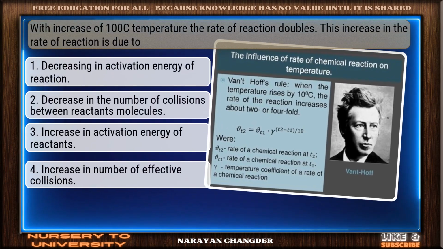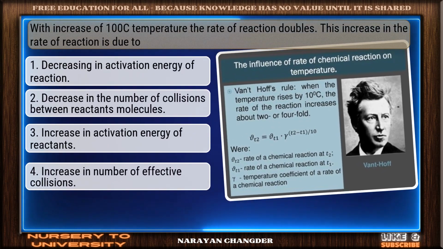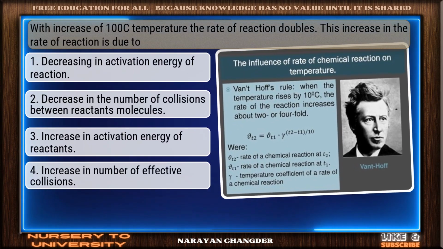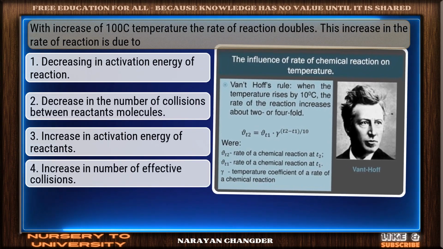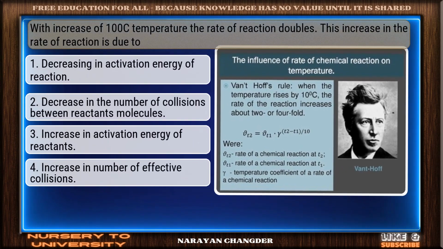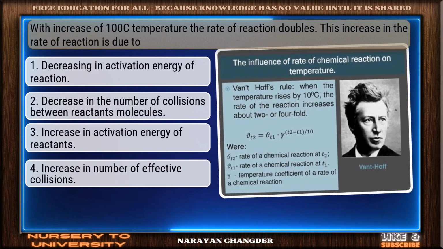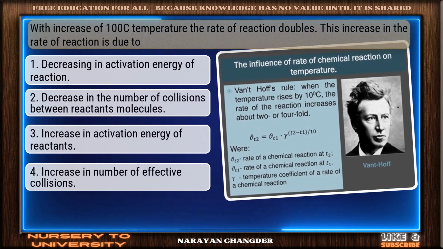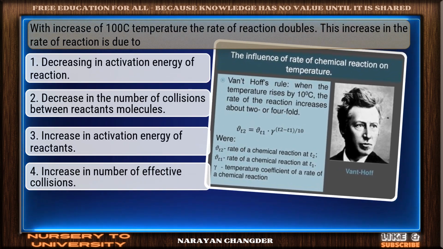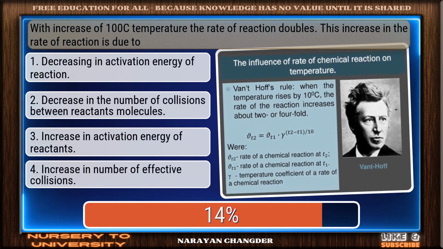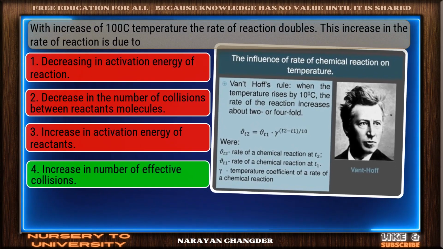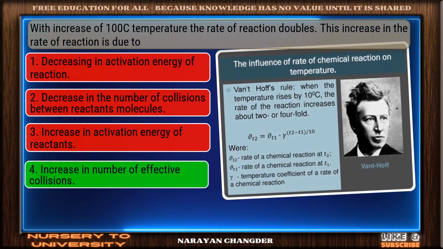This increase in the rate of reaction is due to Option 1, decrease in activation energy of reaction. Option 2, decrease in the number of collisions between reactant molecules. Option 3, increase in activation energy of reactants. Option 4, increase in number of effective collisions. Perfect choice, increase in number of effective collisions.